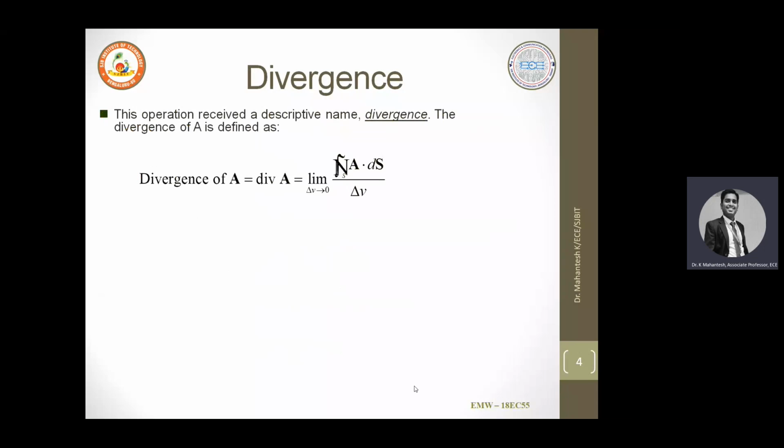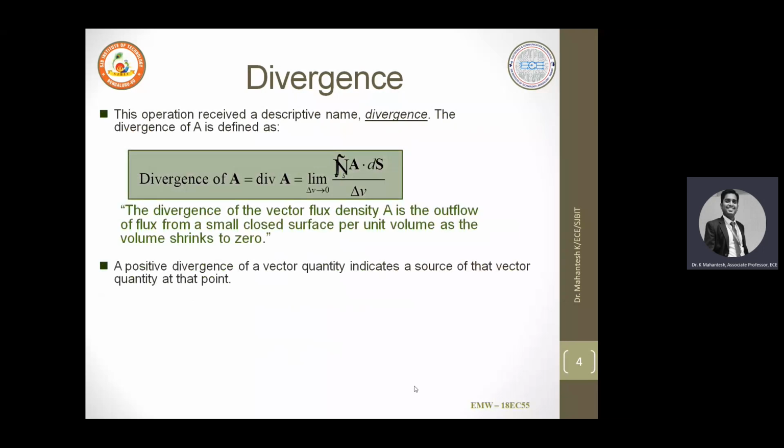So what do you mean by divergence? The divergence of any given vector A is equal to the surface integral of A·dS over delta V, under the limit delta V tends to 0. The divergence of the vector flux density is the outflow of flux from a small closed surface per unit volume as the volume shrinks to 0. A positive divergence of a vector quantity indicates a source of that vector quantity at that point, whereas a negative divergence indicates a sink or a convergence of the vector to that point.